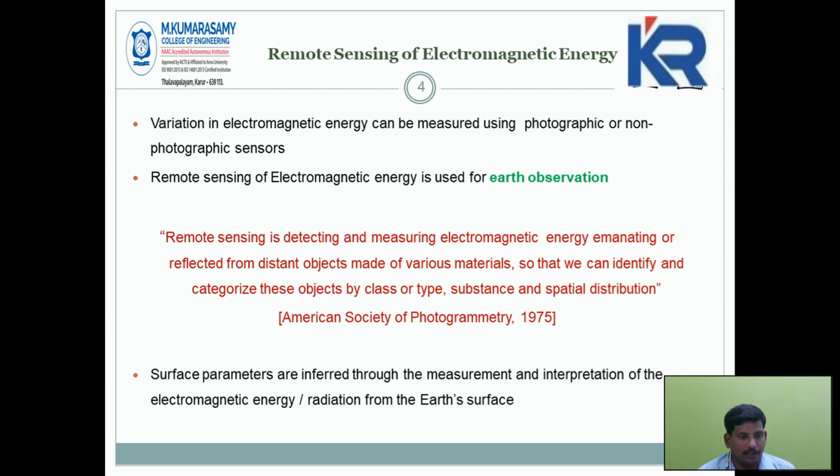Whenever remote sensing is detecting, the object may be a reflector or a transmitter. With the help of that, we identify the ground features using remote sensing.